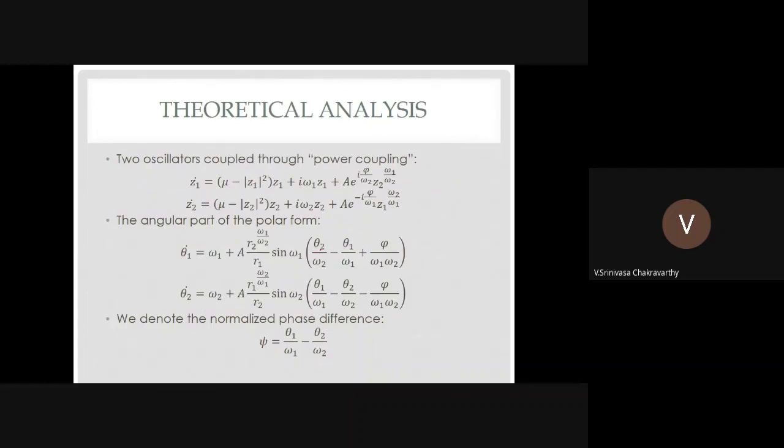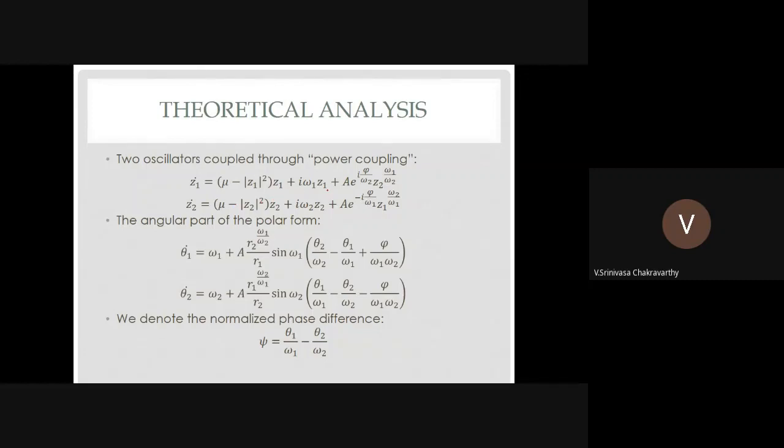Now, the power coupling is intuitively interesting, but what kind of mathematical results can we get? Okay, so that we can show using very simple algebra here. Let's take two oscillators coupled through power coupling. So Z1 dot is all this, where root mu will be the radius of the limit cycle of Z1 and Z2.